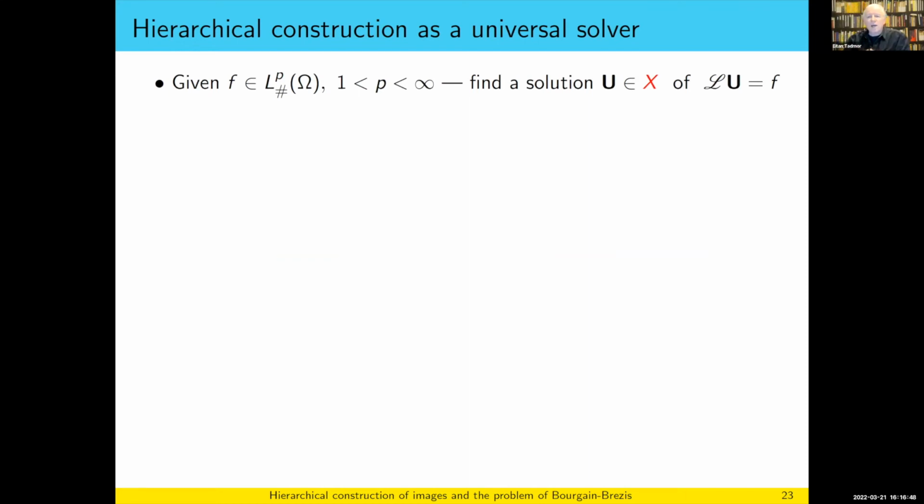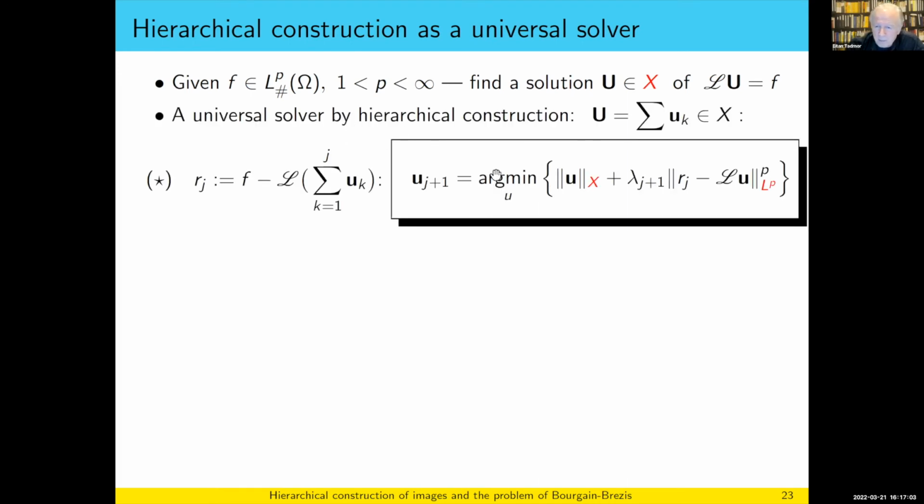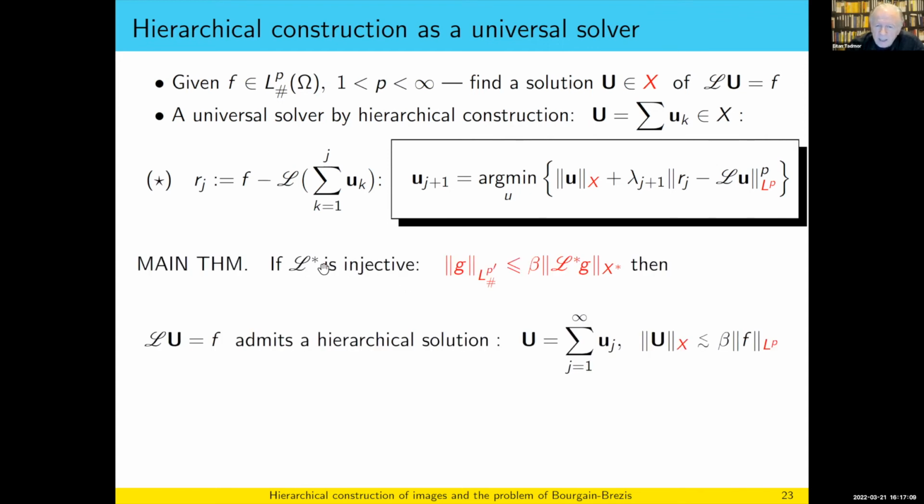What did we see? We addressed it for the problem of Bourgain-Brezis. We actually initiated the whole story in terms of images. So let us revisit the general framework. Given f in L^p, we find the solution for the problem Lu = f. And the solver is simply to iterate these canonical iterations. And the main theorem says that if L star is injective, and we have this kind of a priori estimate corresponding to Gagliardo-Nirenberg, then indeed this problem admits a solution, as we know by the closed range theorem. But in fact here is a constructive way for accessing this solution.